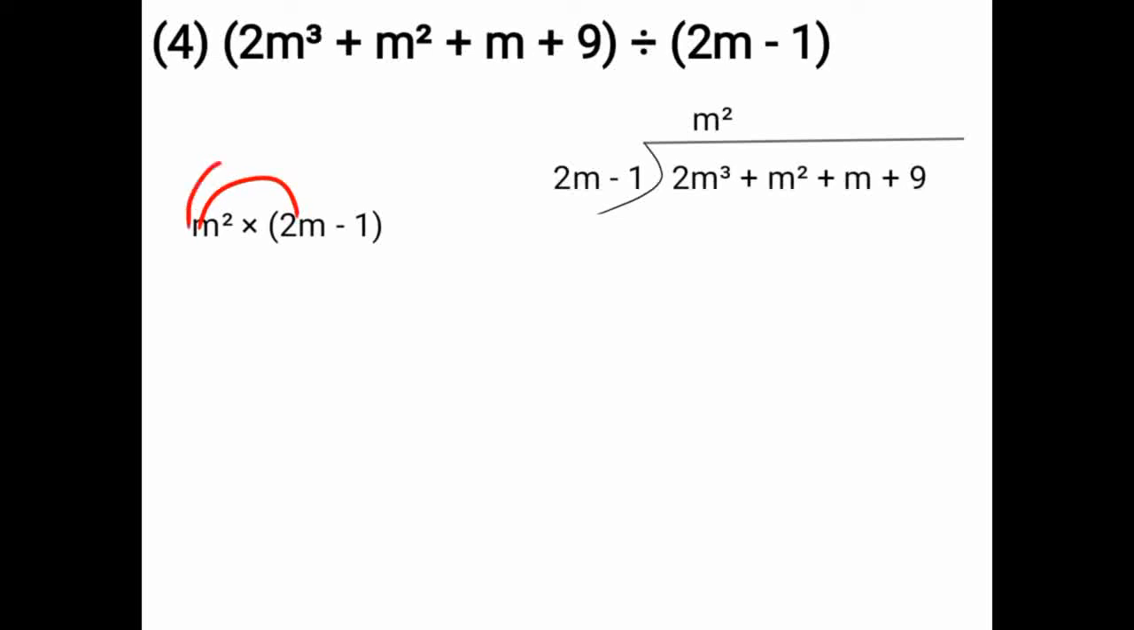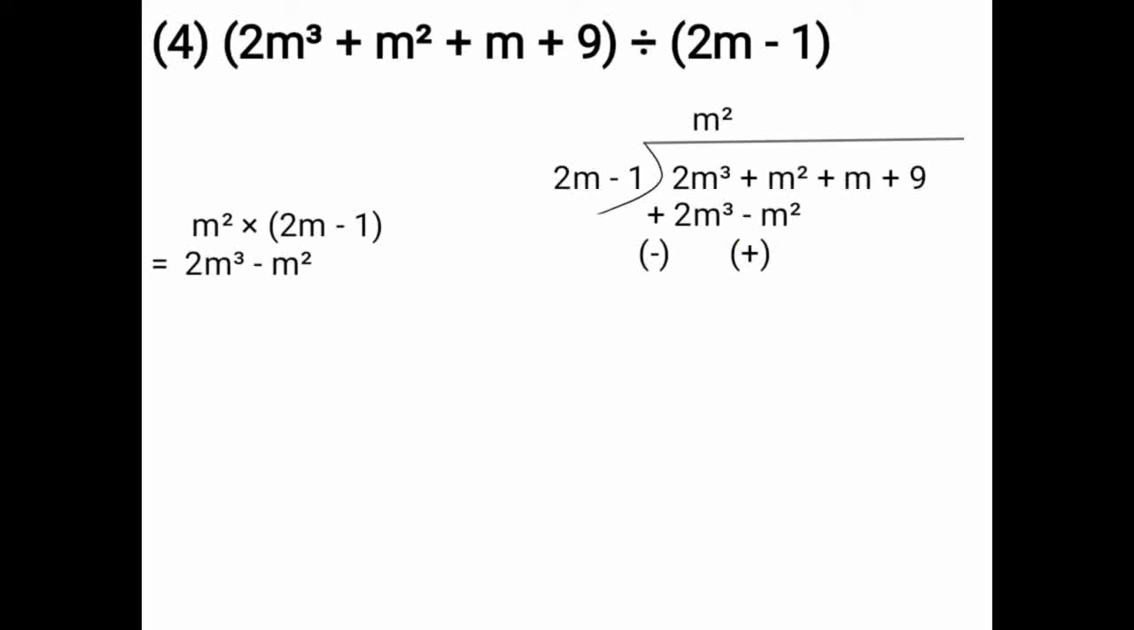First multiply this one. m square into 2m, how much is it getting? 2m cube. Here which sign is there? Minus. Then m square, ones are m square. Any number multiplied by 1 is the same number. This 2m cube minus m square, you have to write it here where like terms are the same, that is plus 2m cube minus m square. You have to take the opposite sign. Plus becomes minus, and here minus becomes plus.